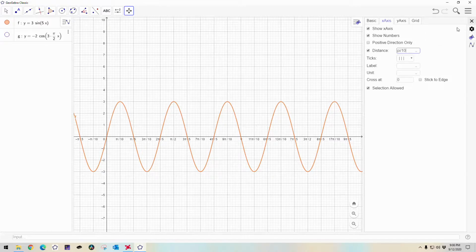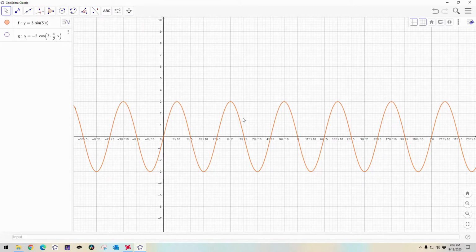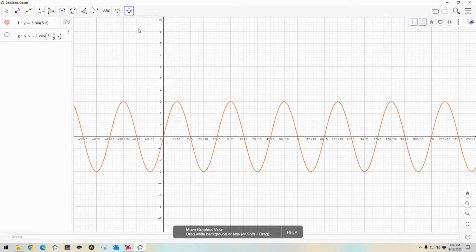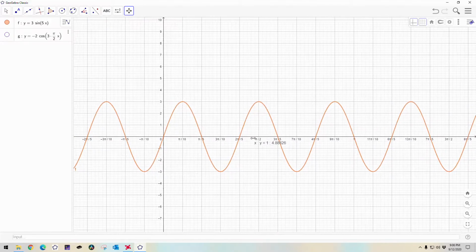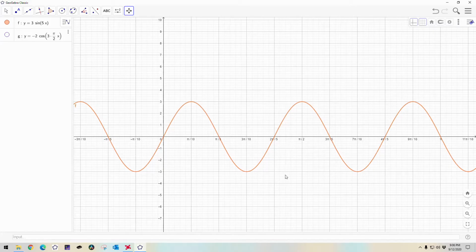And then you'll notice once I do that, you can actually make out a lot of the major features on each piece. I'll spread it out even more right here. So take a look. Of course it goes through 0 because it's not shifted. And now we can see exactly where this peak is at pi over 10, and it does have a peak of 3 because the amplitude is 3.